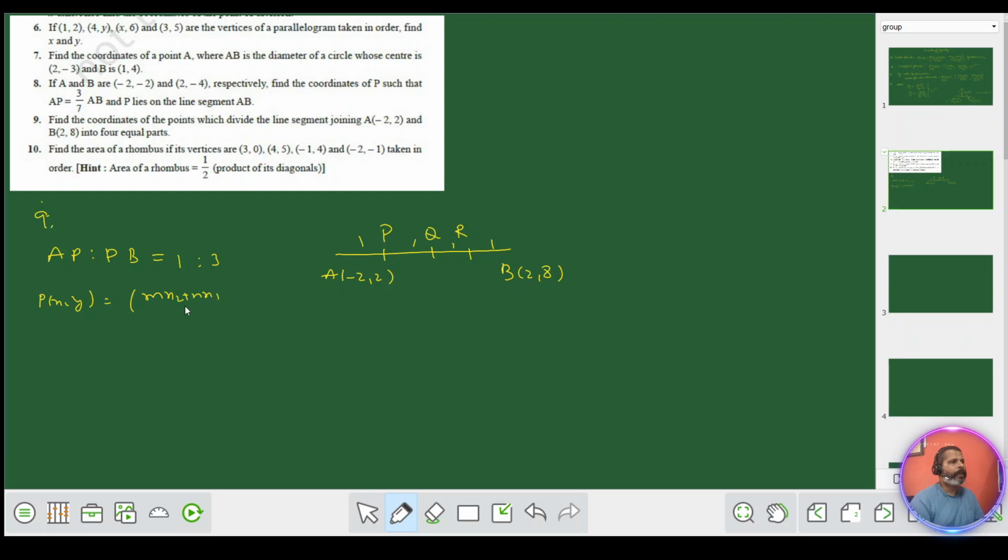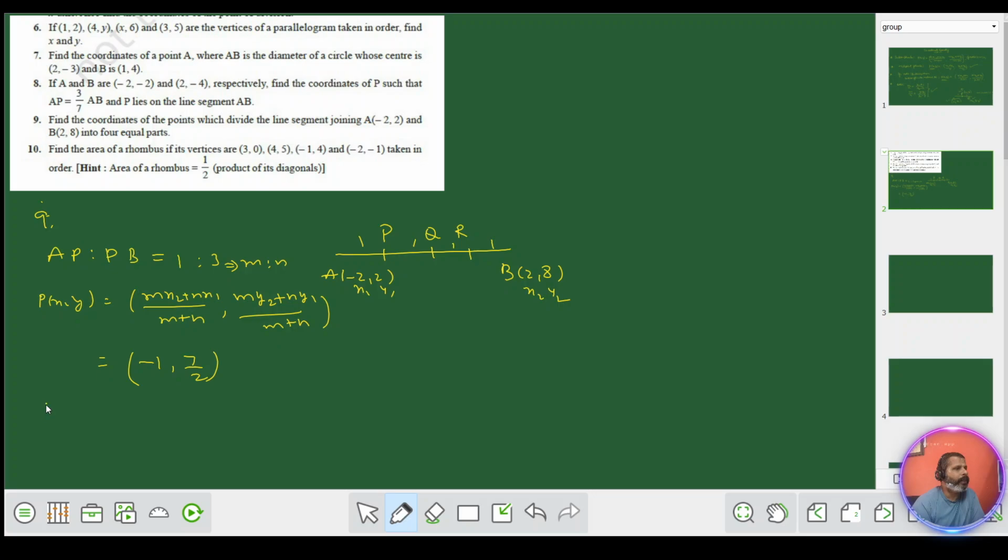mx2 plus nx1 by m plus n, my2 plus ny1 by m plus n. This is x1 y1, this is x2 y2. Quickly we'll solve. So after substitution of this, what you get is -1 comma 7 by 2. mn is this.